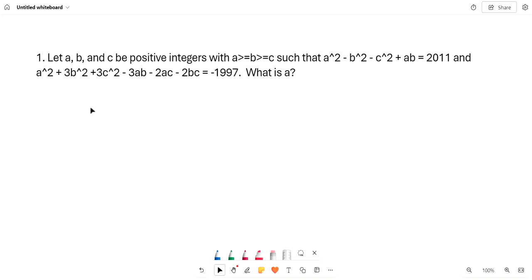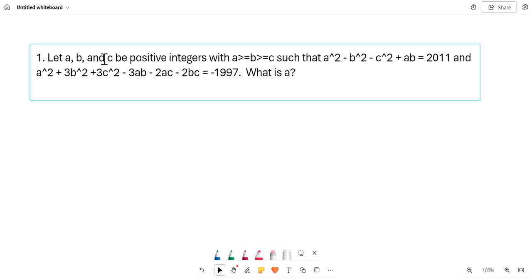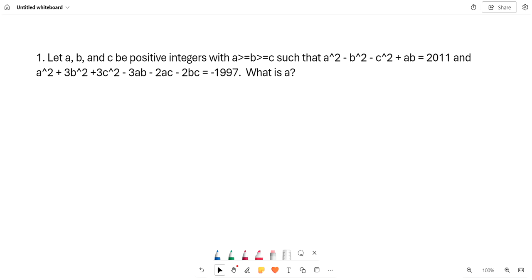So this is week 68 quiz, and number one says, let A, B, and C be positive integers with A greater or equal to B greater or equal to C, such that A squared minus B squared minus C squared plus AB equals 2011, and A squared plus 3B squared plus 3C squared minus 3AB minus 2AC minus 2BC equals negative 1997. What is A?